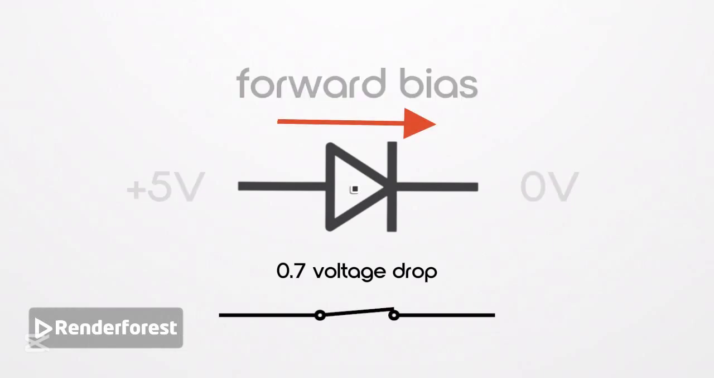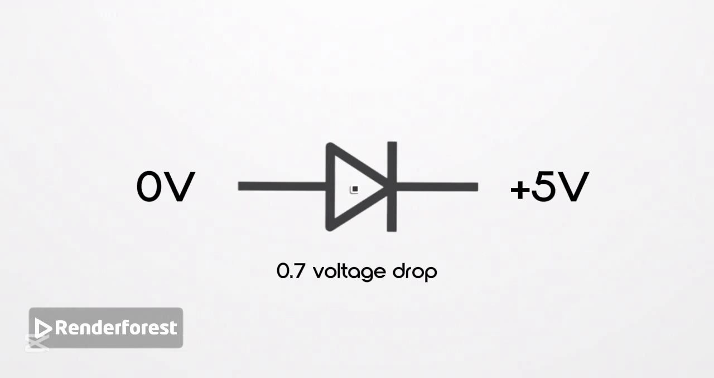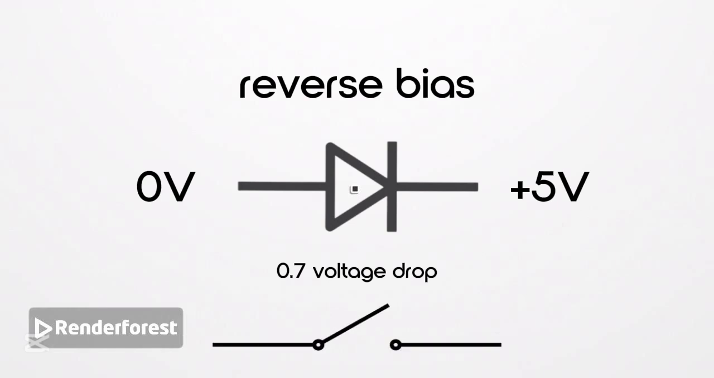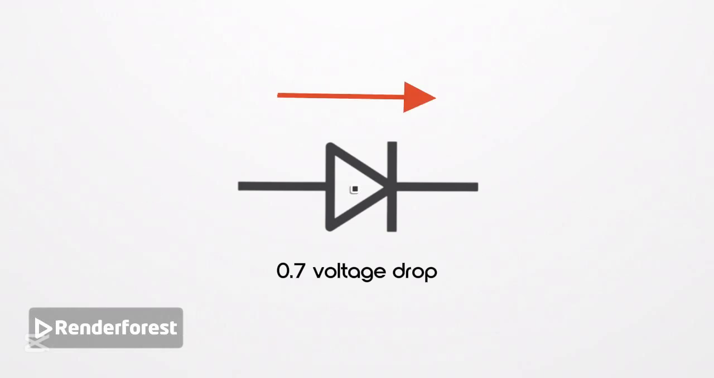When cathode voltage exceeds the anode, current is not permitted to go through. This is called reverse bias. It acts as an open circuit. Diodes regulate the flow of current, and by doing so, they produce logical outputs.